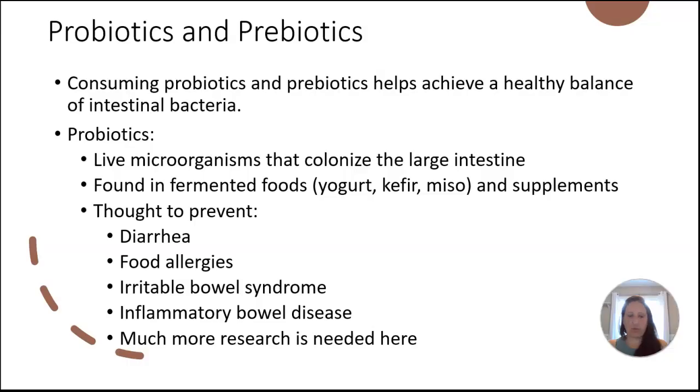Probiotics, we'll do these first. So pro meaning before. Probiotics are live microorganisms that we introduce to our large intestine, and they can colonize the large intestine. These probiotics are found in fermented foods like yogurt, kefir, and miso. You can also take probiotics in supplement form. They are thought to prevent diarrhea, food allergies, IBS, and IBD. We're going to talk about all four of those in the later part here.